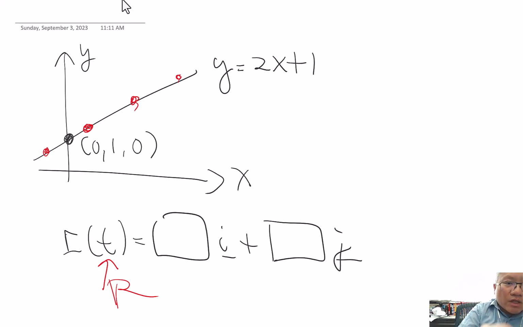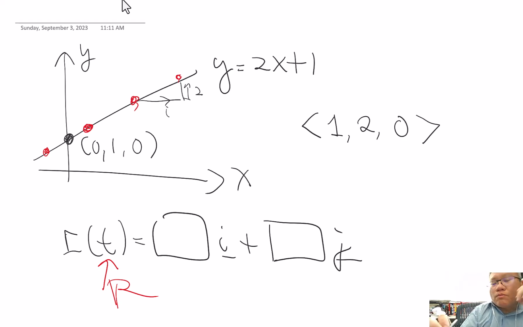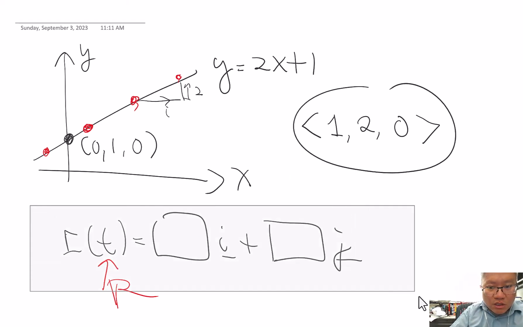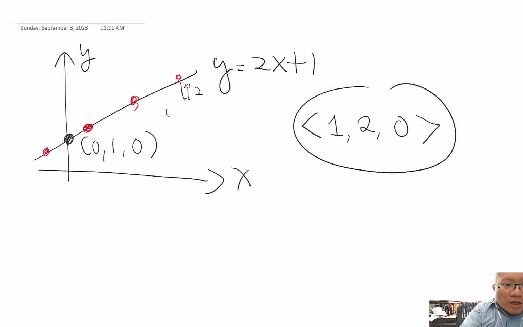Well, you can think of it like this. If I move 1 unit here, I will have to go up 2 units. So my directional vector can actually be given by something like this: 1i, and then 2j, and then 0. So this could serve as our vector that is parallel to this line. Does that make sense? Let me say it again.